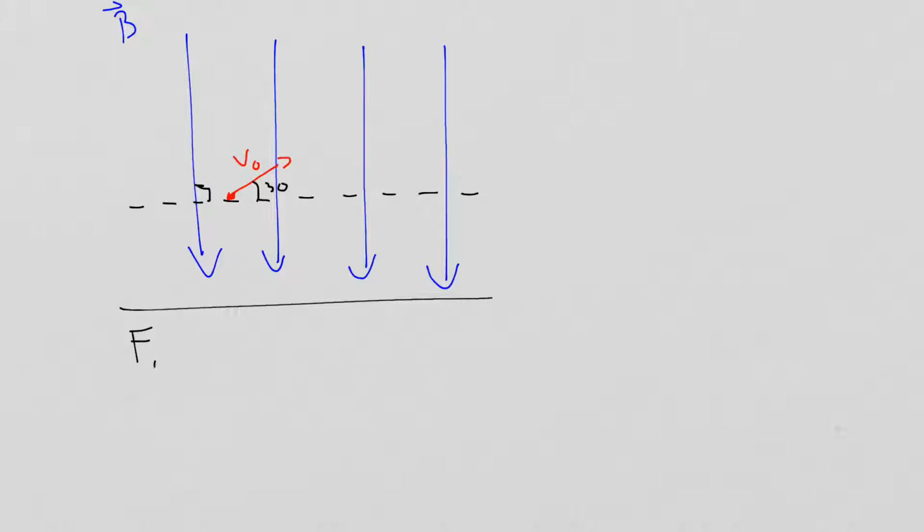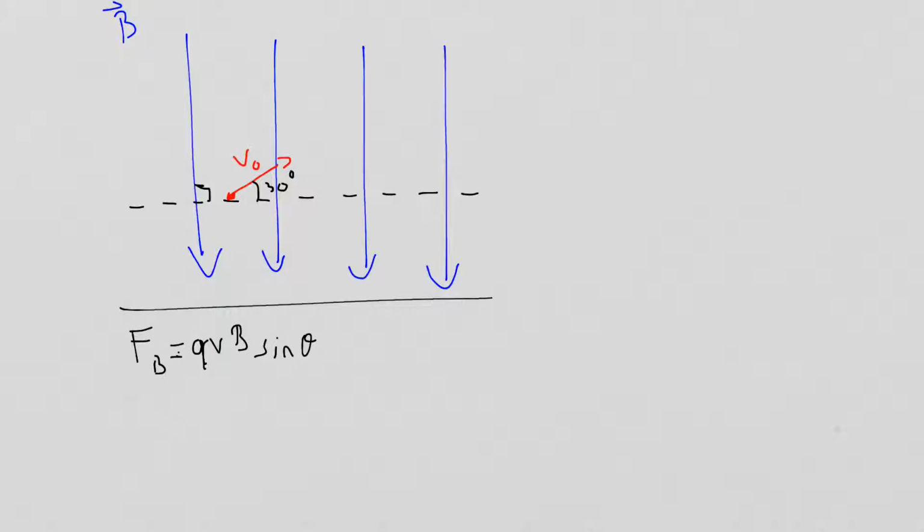We're given the value of B, we're given V naught, we know the charge of a proton from our equation sheet, and so we just need to figure out how we do this angle part. So the first thing, we were given an angle of 30 degrees. But if I take this V naught vector and redraw it like this, here is B, and that's V naught. 30 degrees is not the angle between those two things.